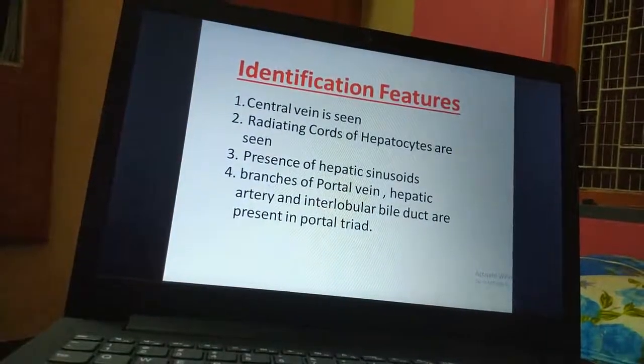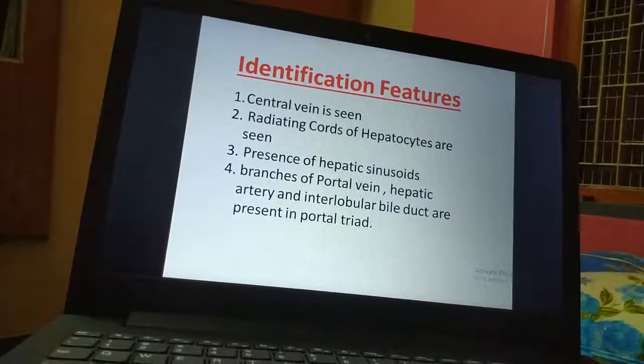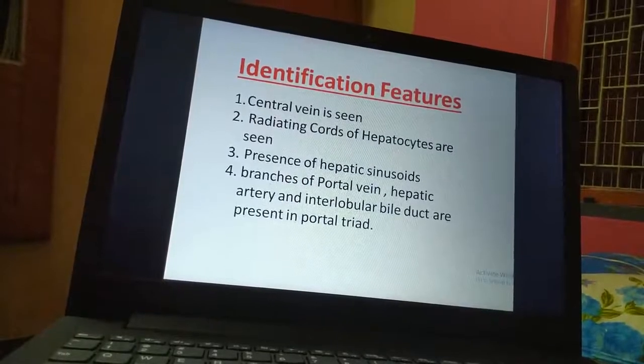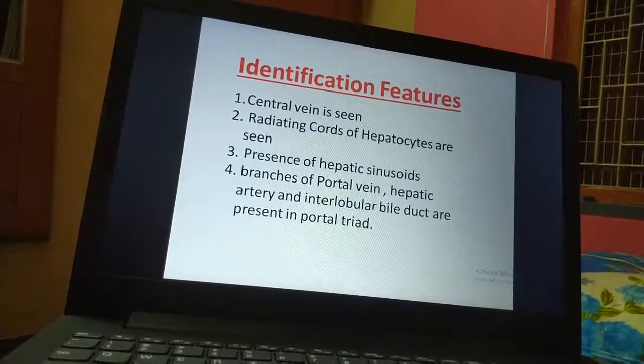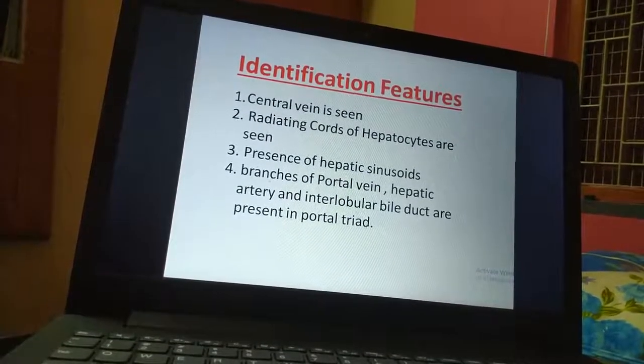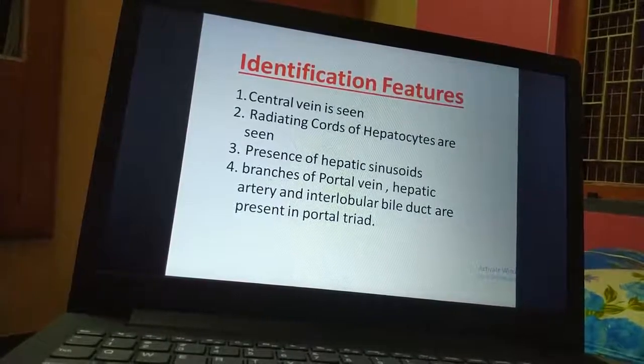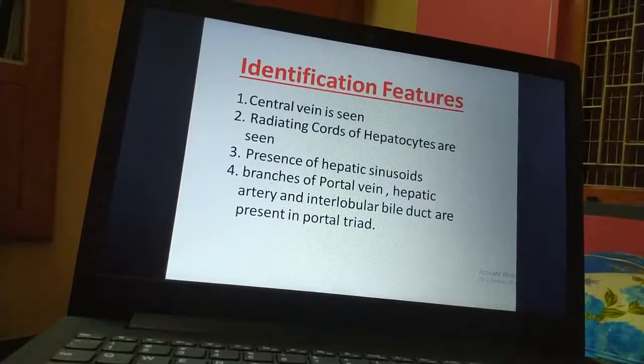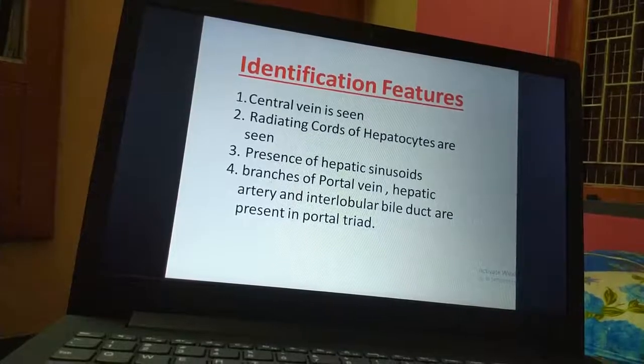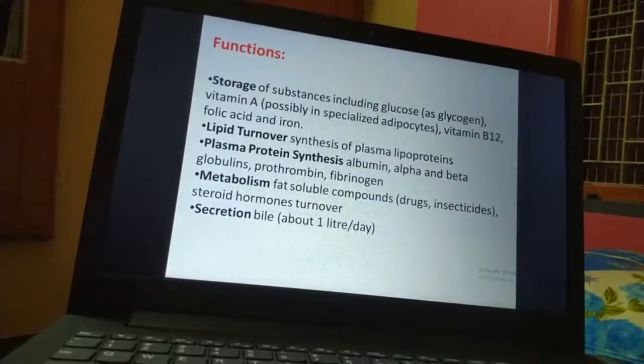Identification features: central vein is seen, radiating cords of hepatocytes are seen, presence of hepatic sinusoids, and branches of the portal vein, hepatic artery, and interlobular bile duct are present in the portal triad. So these are the identification features of liver. Now coming to the function.